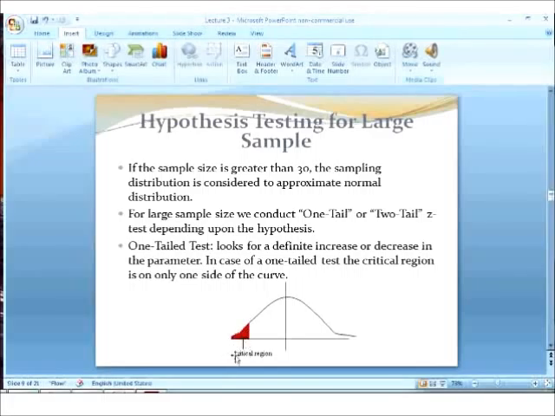In case of the positive, it's just the mirror image. It's just the opposite. Positive is over here. So in case of positive values, if your Z value is greater than the standard Z value, then again you reject the null hypothesis because it's falling in this critical region. Is it clear now?